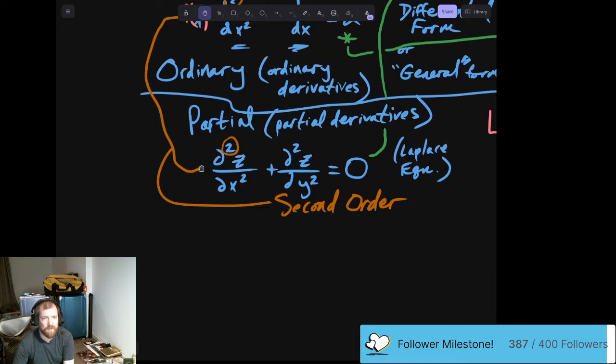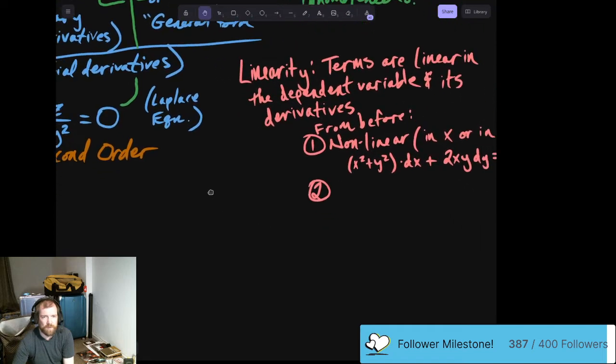And our third one, the partial differential equation. Again, this is going to be linear in the second derivative of z with respect to x twice and with respect to y twice. There's nothing attached to them except constants. So, yeah, they're linear.